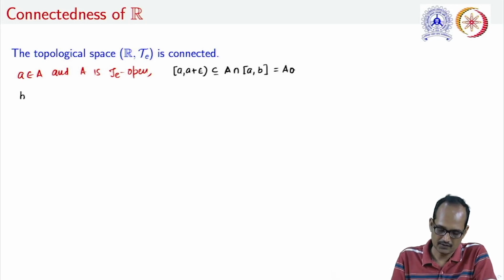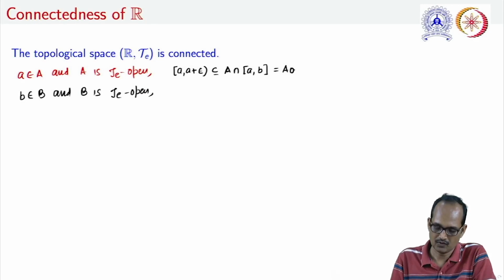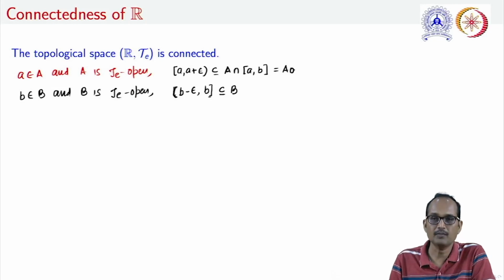Similarly, as b belongs to B and B is also open with respect to the Euclidean topology, there exists an epsilon such that the semi-open interval (b - epsilon, b] is a subset of B. Again, if we choose that small epsilon, then this is B intersection [a, b], which is nothing but B naught.